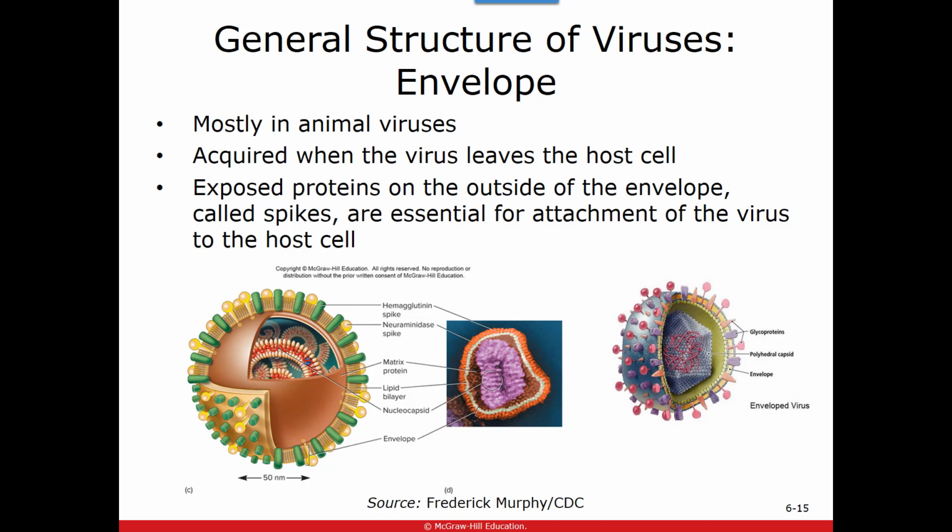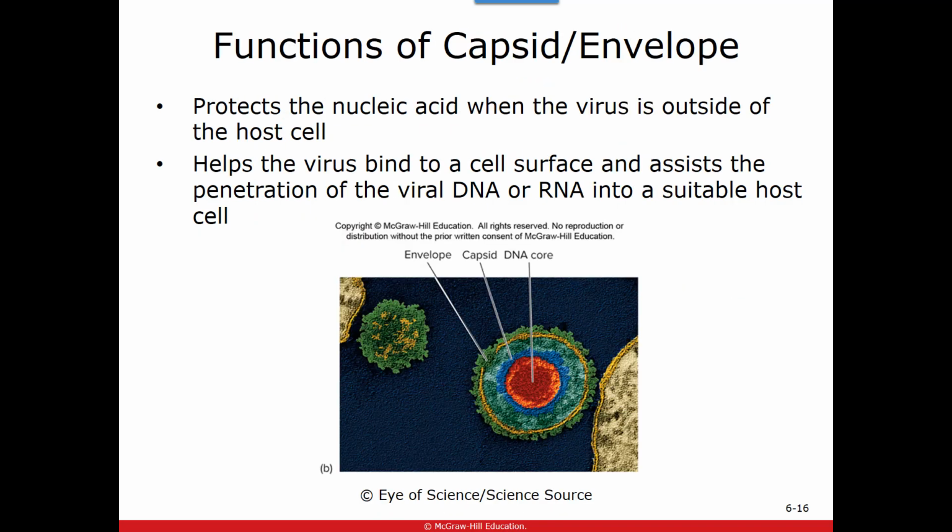Now the functions of having a capsid and having an envelope, the biggest one is protection. Again, that nucleic acid on the inside, that is the important information, just like our DNA is the important information. So it has to have that outer protein capsid coat to help protect that information.